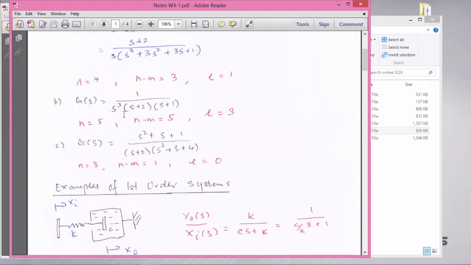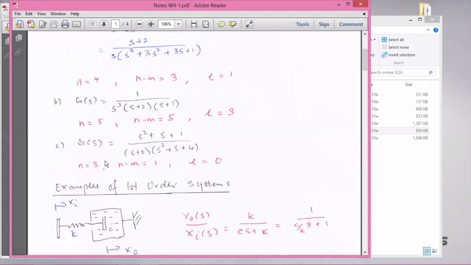So this is 5th order. The highest power of S in the denominator is 5. The rank is also 5 because there is no S in the numerator, S raised to the power of 0. So 5 minus 0, you get 5. And the class of the system is 3. See the single S raised to the power of 3. So that is your class 3.